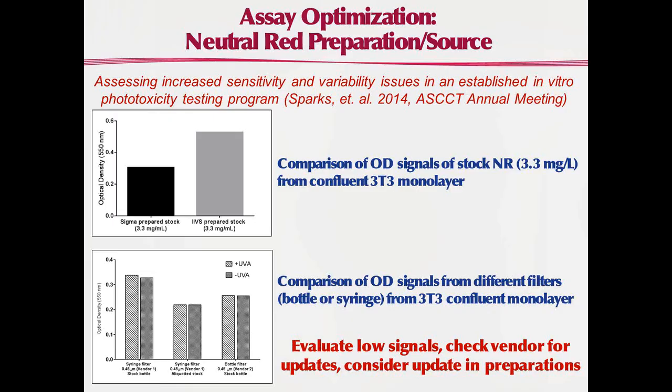So moving forward, we now use syringe filters, and again, optical density values here, looking at a syringe filter with a stock, a syringe with an aliquoted, and then a bottle filter. And you can see, again, that between the syringe filter and the bottle filter, there is quite a bit of difference in our optical density signal.